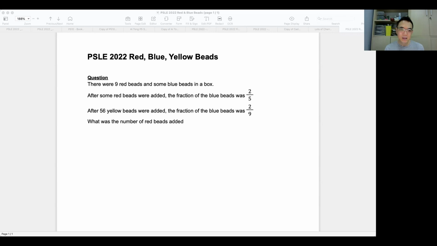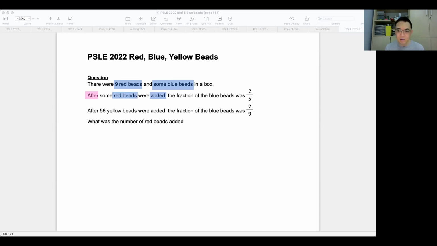They are that there were 9 red beads and some blue beads. Okay, so you do not know how many blue beads. This was in the beginning. After is always an important keyword, so highlight after. After some red beads were added, the fraction of the blue was 2/5.